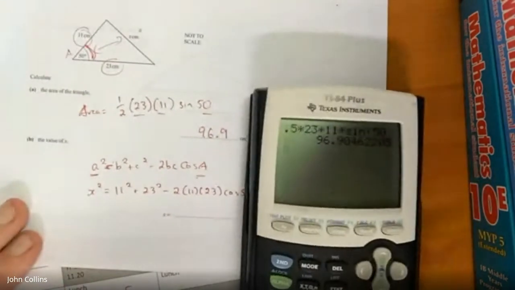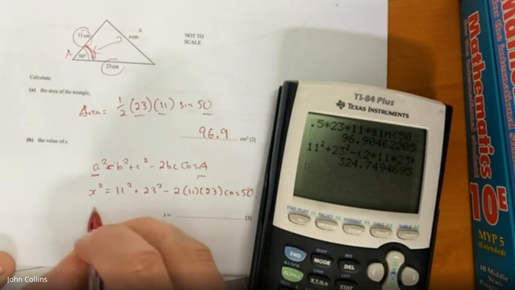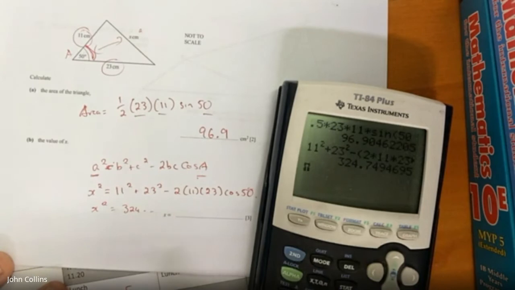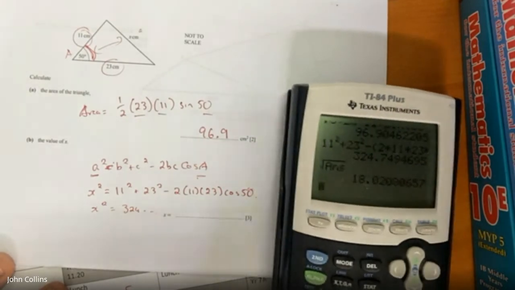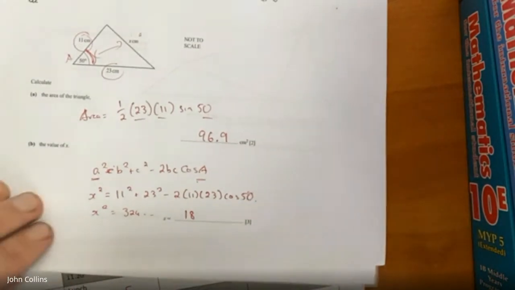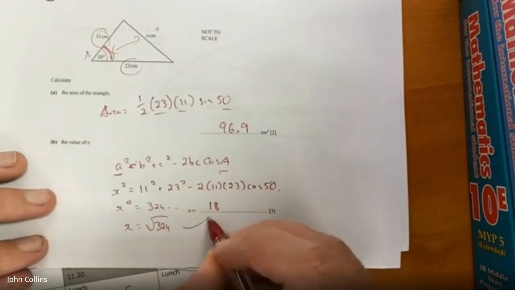Get your calculator. 11 squared plus 23 squared minus twice times 11 times 23 times cosine 50, close brackets. That gives you an answer. So x squared is 324 point something. I'm going to get the square root of that. Second square root, and the answer. Try not to round too early. So I'm putting in the whole answer here by pressing second answer. And I get 18.0, or 18. So x is going to be the square root of 324, which is 18.